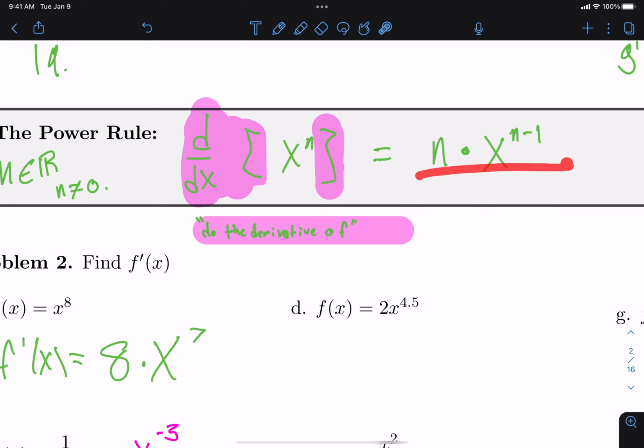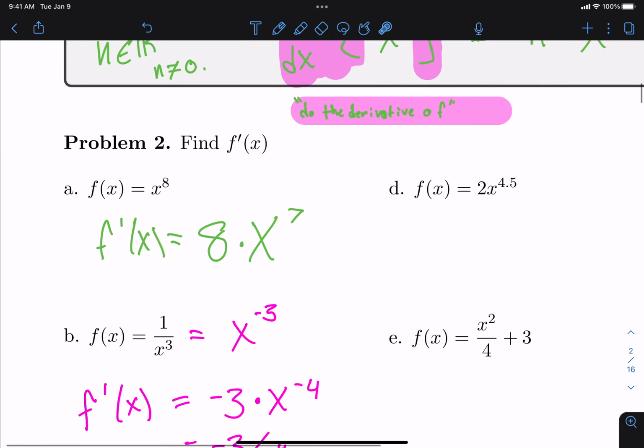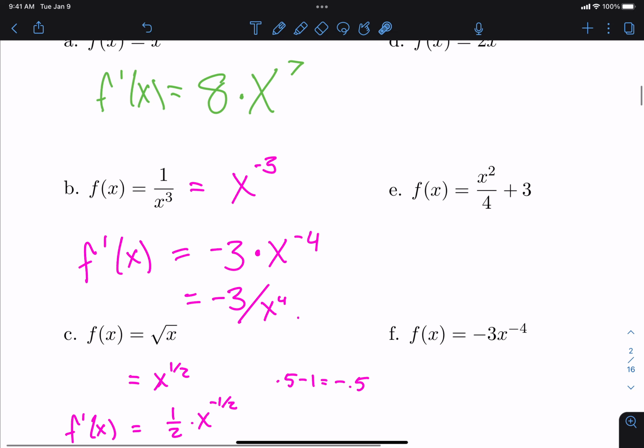I suppose it kind of still works with n equals 0, but we won't say anything about that. Okay, so what is the idea? You take the power down front and you subtract 1 from that power. So for x to the 8, it becomes 8x to the 7th. For x to the minus 3, it becomes minus 3 times x to the minus 4.